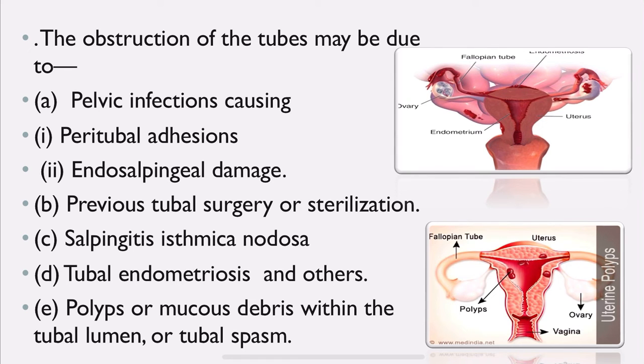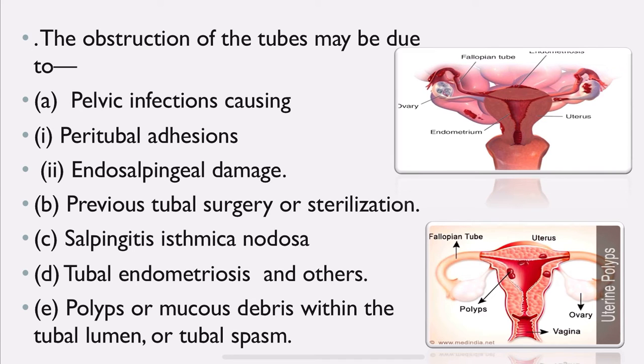You see here they have given the endosalpingeal damage. A small nodule or a pouching out in the isthmic portion of the fallopian tube is the salpingitis isthmica nodosa. Guys, you see there is a small nodule. It is like the nodule is pouching out in the isthmic portion of the fallopian tube. So the isthmic portion is involved and in the fallopian tube, there is a nodule formed. So it is salpingitis isthmica nodosa.